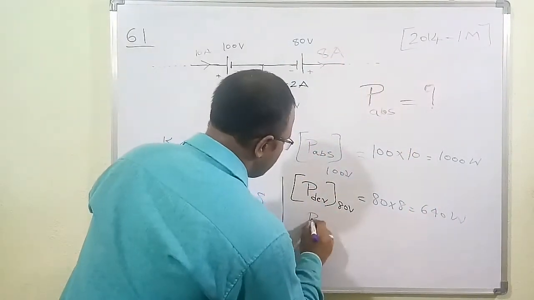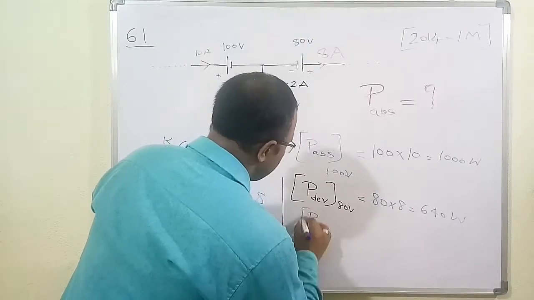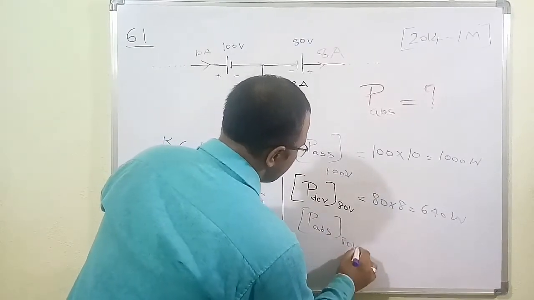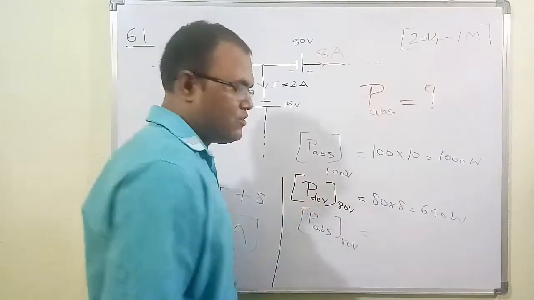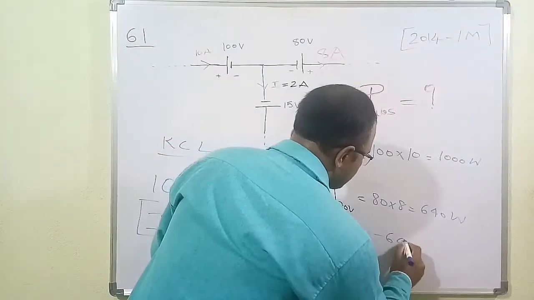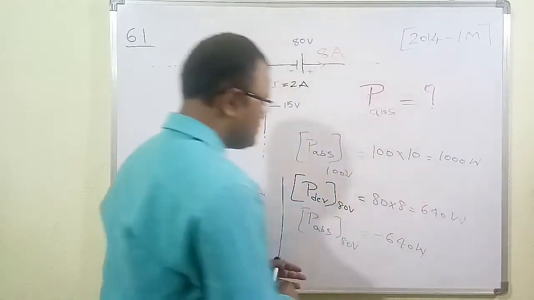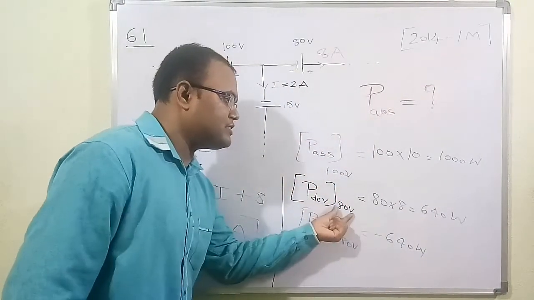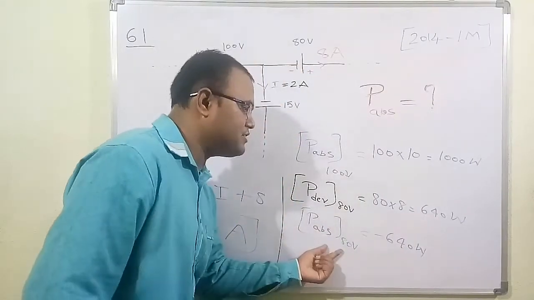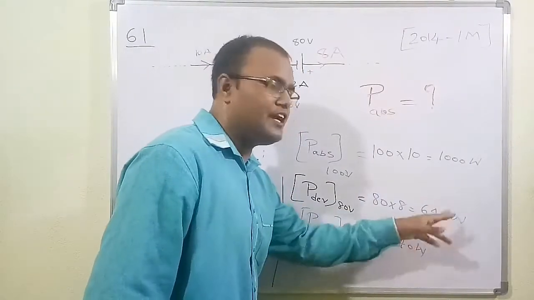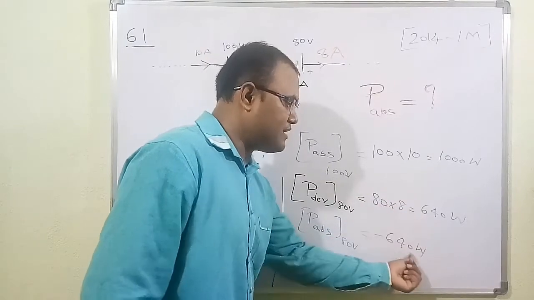So the power absorbed by the 80 volt voltage source is the negative of the power delivered by the 80 volt source. Therefore it is minus 640. Means the power delivered by the 80 volt source is 640 watt, but we need to figure out the power absorbed by the 80 volt source, which is the reverse, the negative of the previous value. Therefore minus 640 watt.